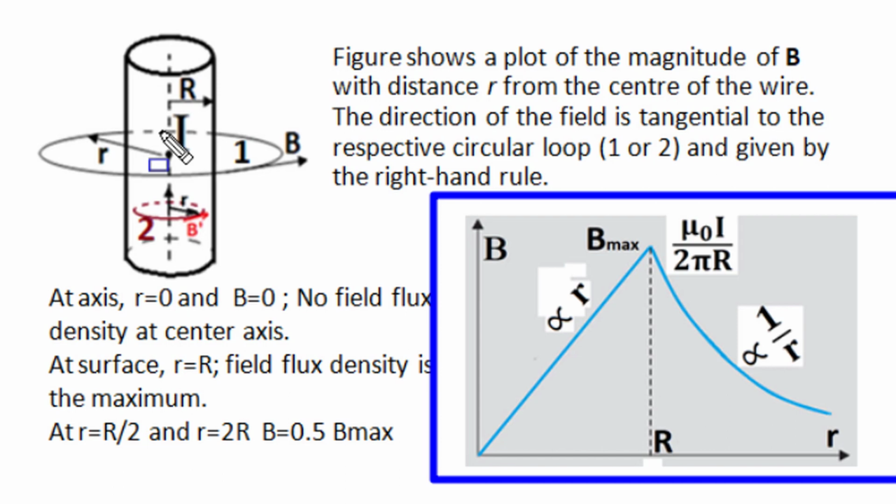And at this central axis position for r equal to 0, there is no magnetic field flux density, and it increases first linearly inside the cylindrical conductor, attains the maximum value at the surface, and then decreases as the inverse of distance from the central axis, as shown by this hyperbolic relation. It means that for both half of the radius distance, R by 2, and at 2R distance from the central axis, the magnetic field flux density is half of the surface value.